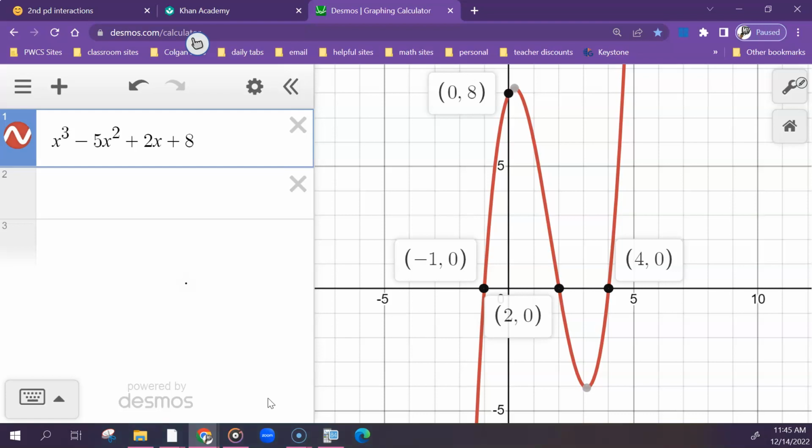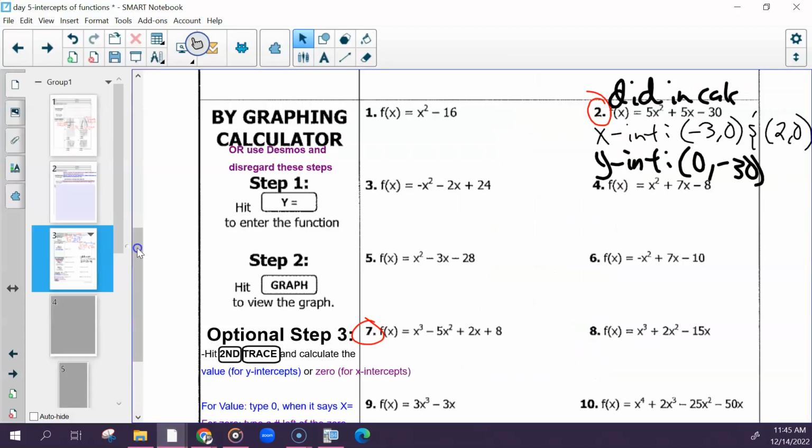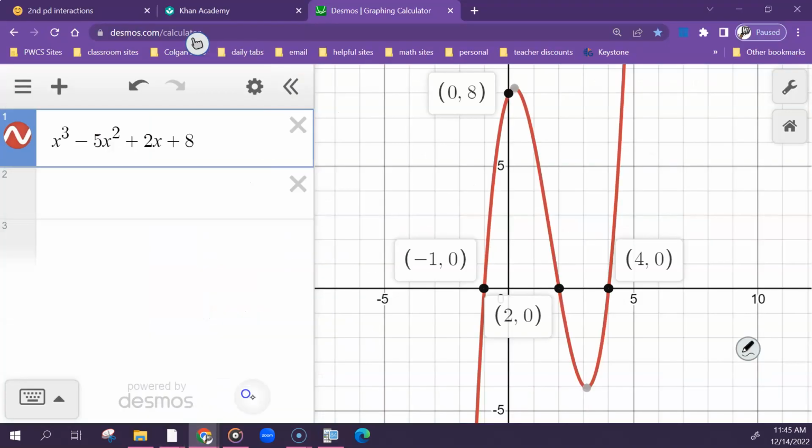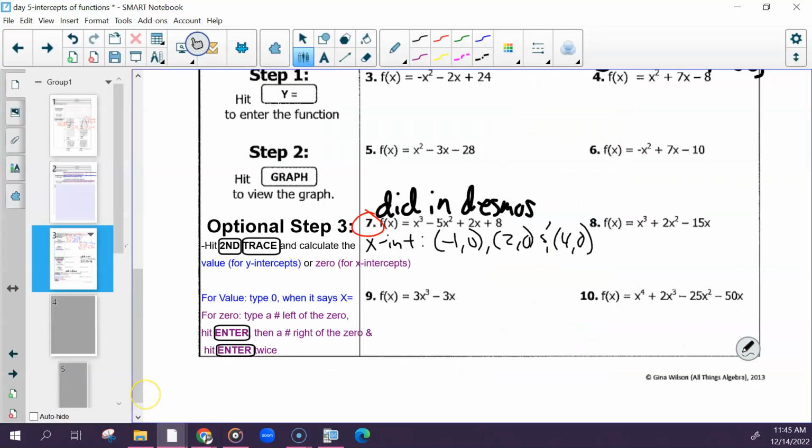So we can write down all of those. -1, 2, and 4 for our x-intercepts. And then our y-intercept was at 8. Did it work?